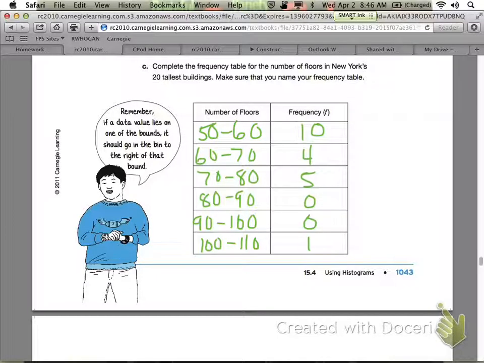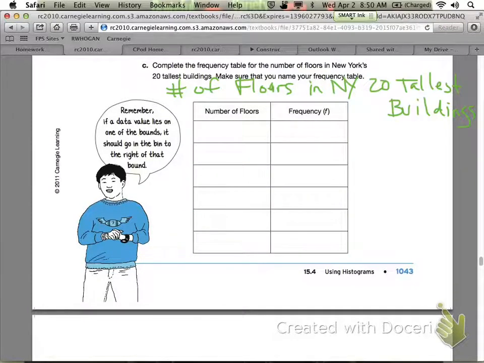So this is what your frequency table should look like. The number of floors, 50 to 60, there are 10, 60 to 70, 4, 70 to 80, 5, 80 to 90, 0, 90 to 100, 0, and 100 to 110, you should have 1. I actually forgot that we needed to make sure that we named our frequency table. So you should have for your title the number of floors in New York City's 20 tallest buildings. Sorry about that.